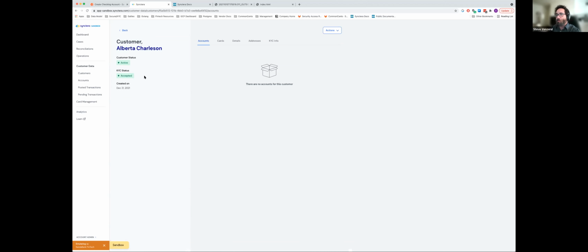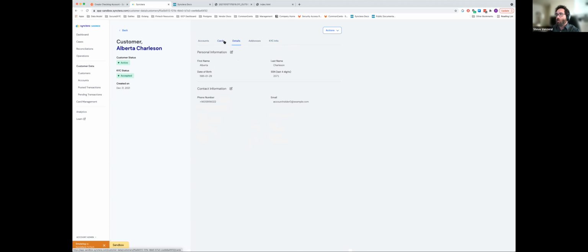So KYC stands for Know Your Customer, and it's a requirement essentially to prevent things like fraud and money laundering. So Alberta here has already been KYC'd. And she has, over the regular typical customer details, legal and shipping address. You can see pretty much every one of the KYC checks that we've run on this customer, and they're quite extensive.